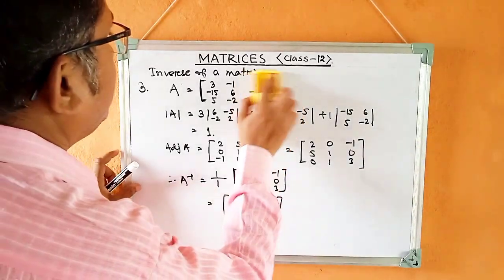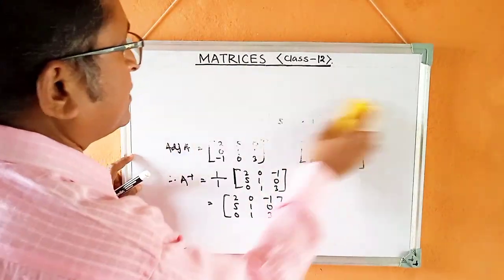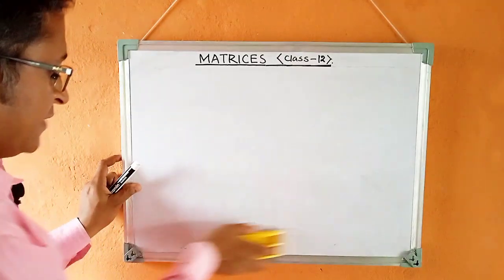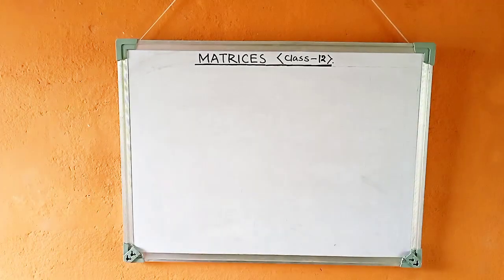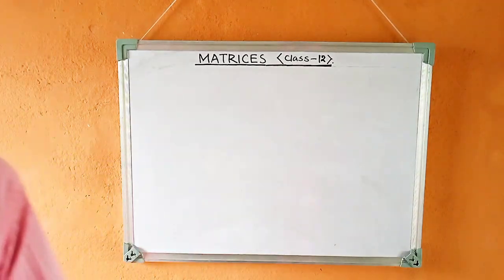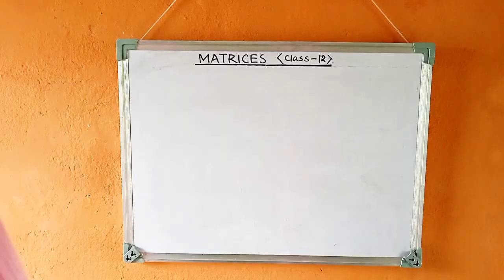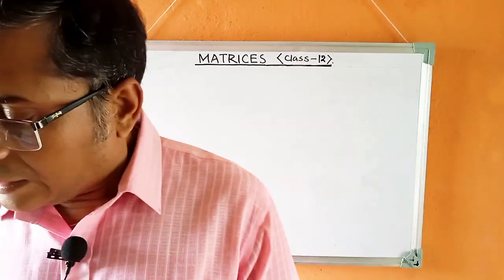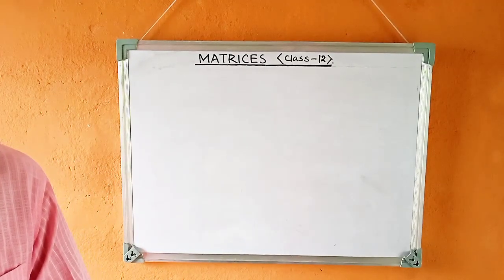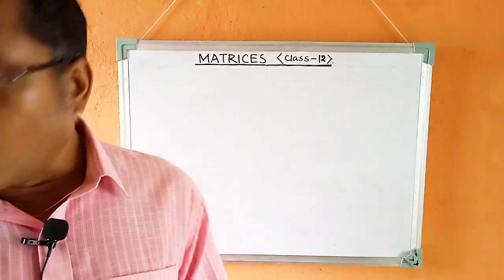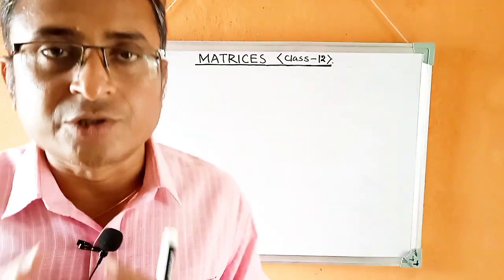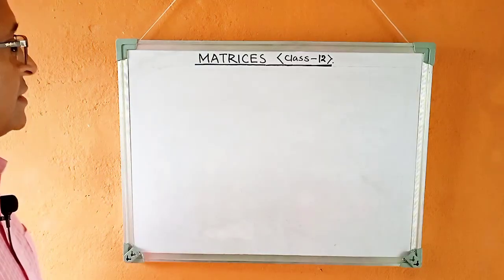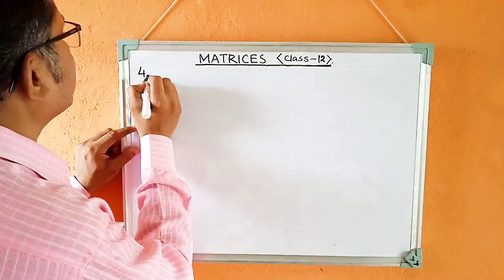Next is another important topic for your board exam, that is very important. That is the solution of a system of linear equations using the inverse of a matrix. The solution of a system of linear equations using the inverse of a matrix is called the matrix method or Cramer's rule. Okay, see carefully, this is example number 4.